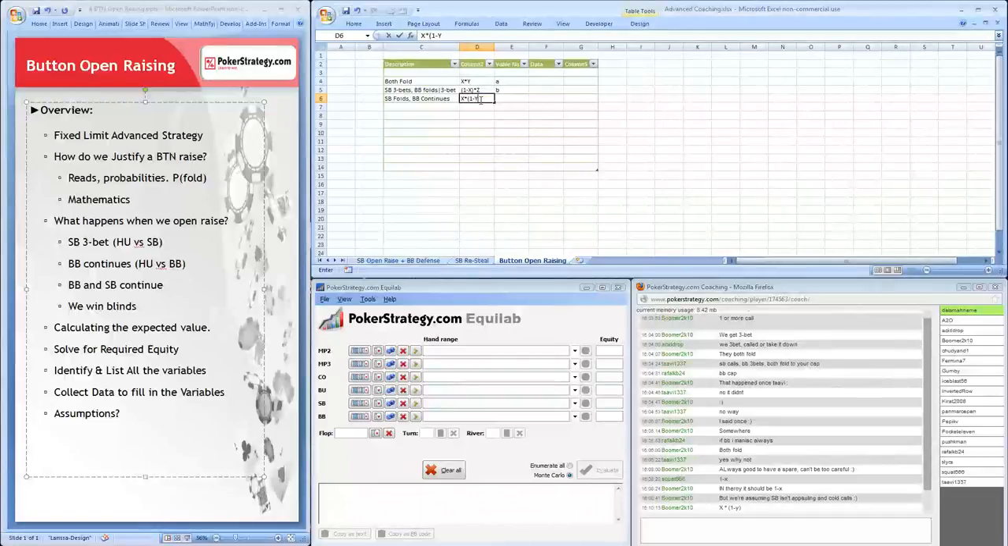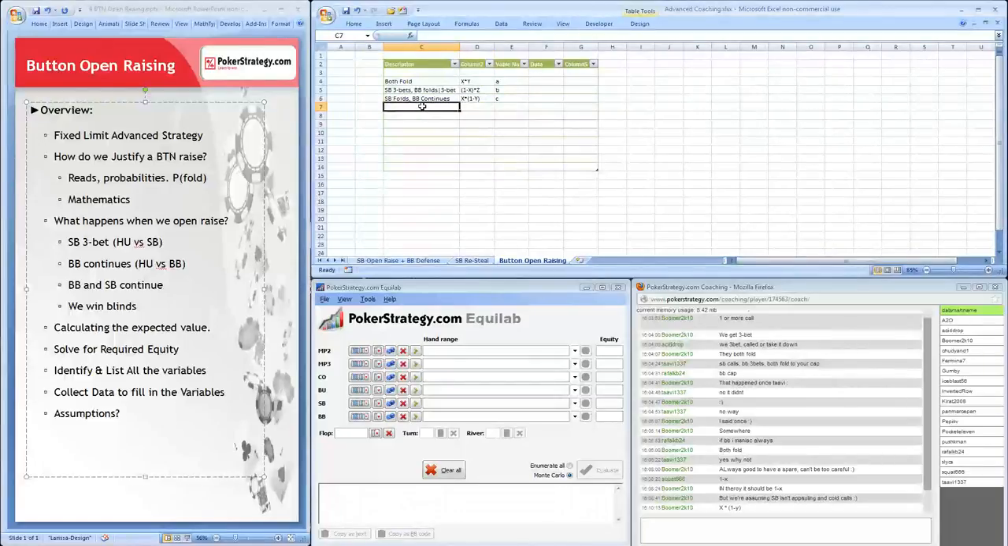Now, I can understand at this point that this might look like it's going to get really technical, but I'm going to do my best to try and break it down at different points so it's nice and easy and laid out for you guys. And basically, to restate our goal here, what we're doing is we're trying to come up with a way of calculating exactly how much equity we need to open raise from the button. And that's kind of our long-term goal here.